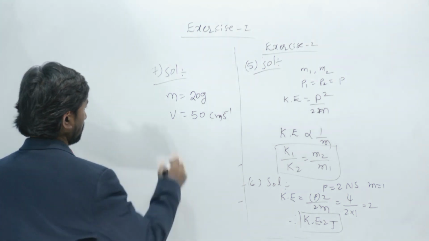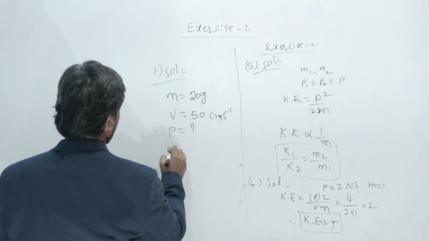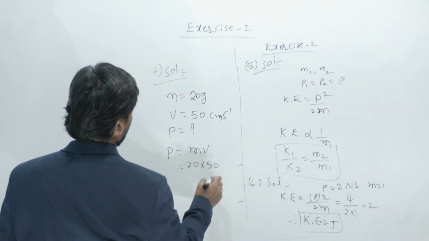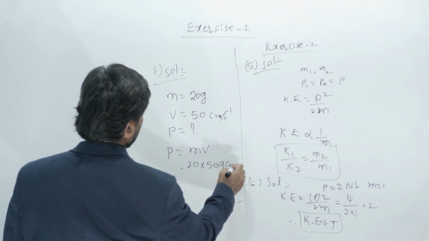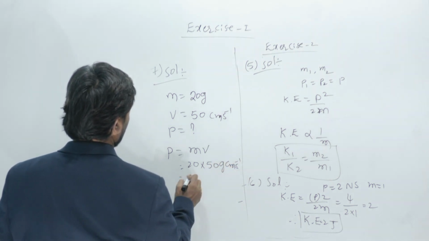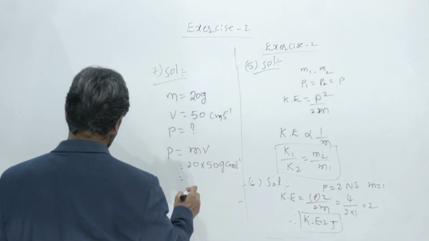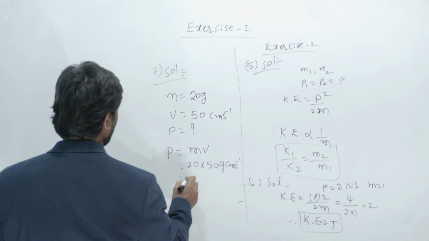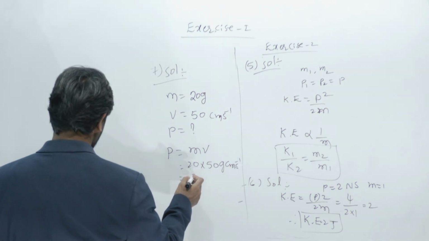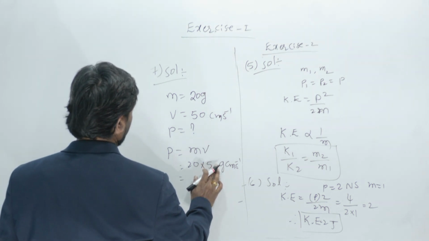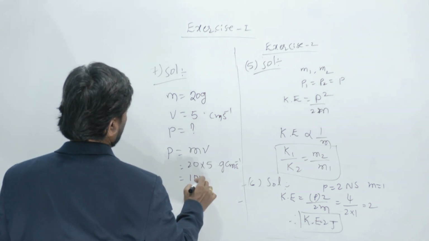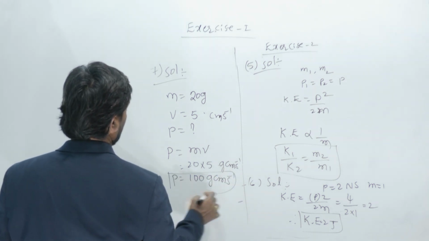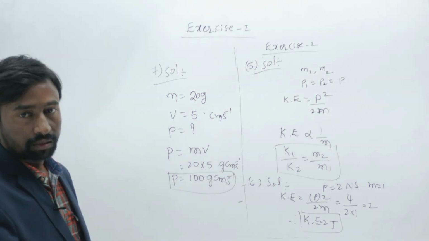Then momentum P is equal to m into V, so this is 20 into 5 gram centimeter per second. It is 5 centimeter, not 50. So it becomes 100 gram centimeter per second. So the linear momentum is 100 gram centimeter per second. That is the answer.